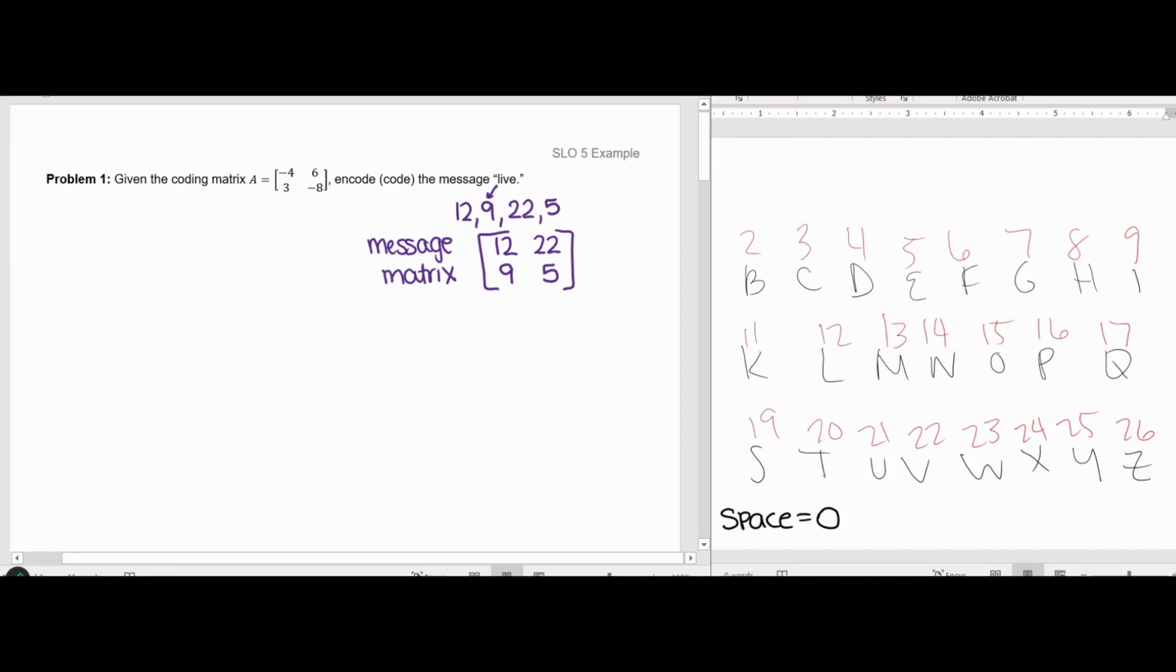Now that we have our message matrix, we're going to take our coding matrix and multiply it by our message matrix in that order. Okay, it has to be in that order. A is always going to come first, A or A inverse, doesn't matter. So we have a 2 by 2 times a 2 by 2, which means our result is going to be another 2 by 2.